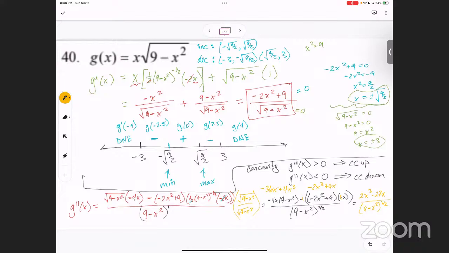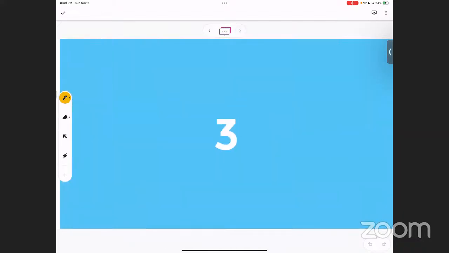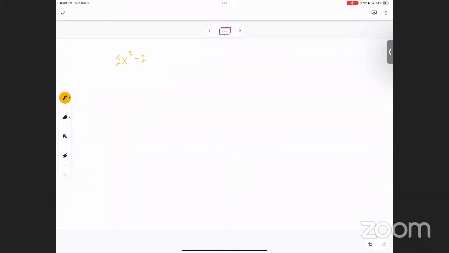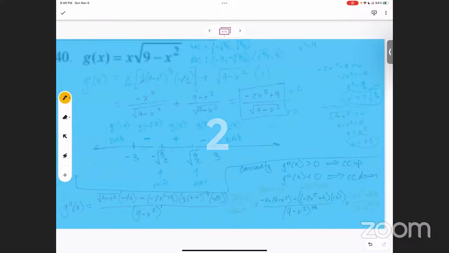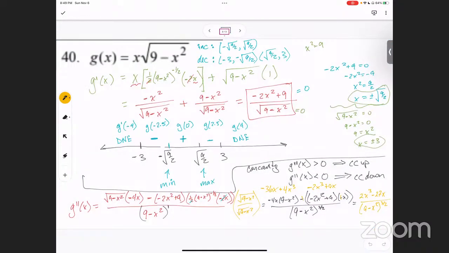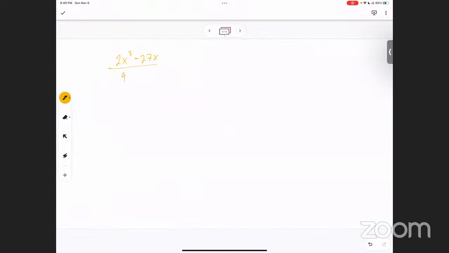Okay, so what are we going to do? We're gonna solve. Let's see. 2x cubed minus 27x. I'm going to go to the next page. 2x cubed minus 27x, that's the numerator, and 9 minus x squared to the 3/2. That is my double derivative. So what am I going to try to do now? Set the top and the bottom equal to 0.